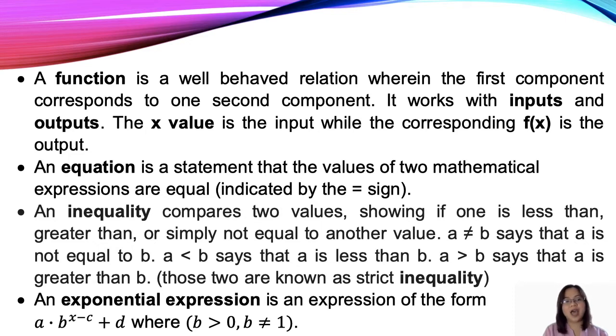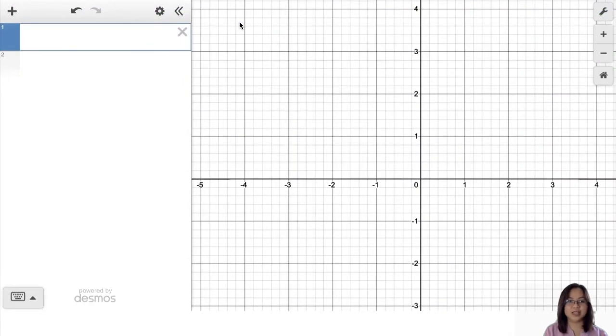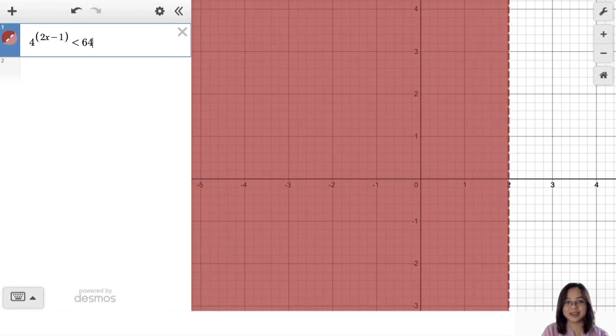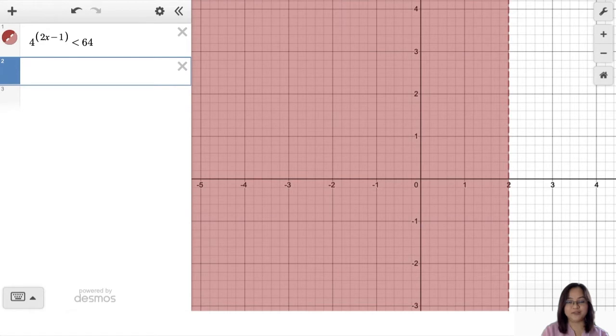Now let's have Desmos. You may also try this on your cell phone. Let's graph 4 to the 2x minus 1 less than 64 and observe its graph. It's slightly curved a while ago, but this time it has a broken vertical line, and we have a region at the left side, which makes it its solution set.